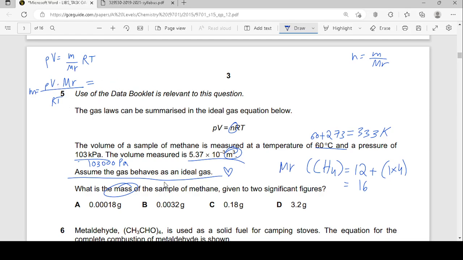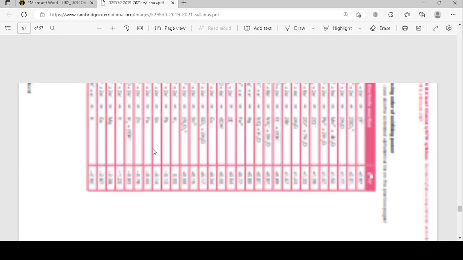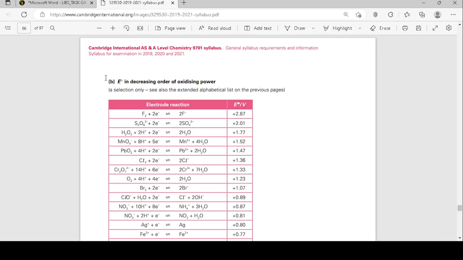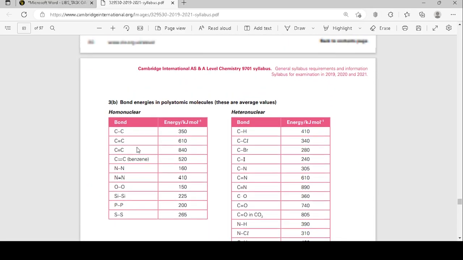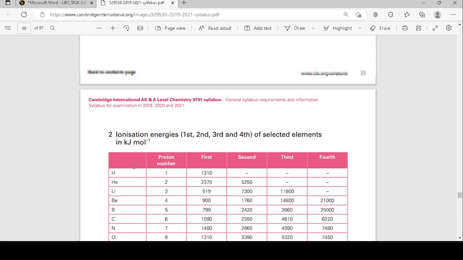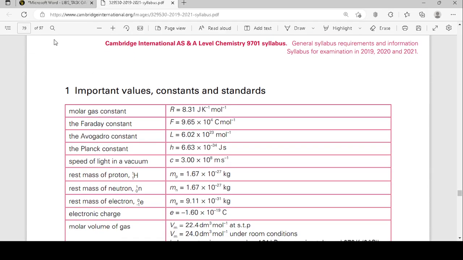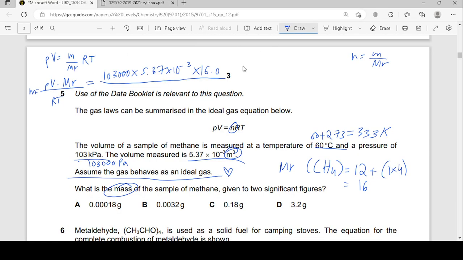Grams per mole. So what I would do is pressure is 103,000 pascals times the volume, which is 5.3 × 10⁻³ cubic meters, and the Mr is 16, and the value of R in the data book I think is given as 8.31, although if you want a more accurate value, it's 8.314. Actually, there are different versions of R, but it depends on what units you're using for the equation. There's something involving torr, and I don't remember all the terms, but anyways, this one is in joules per kelvin per mole. So 8.31 times the temperature, which is 333, okay? And I'm going to find the answer.